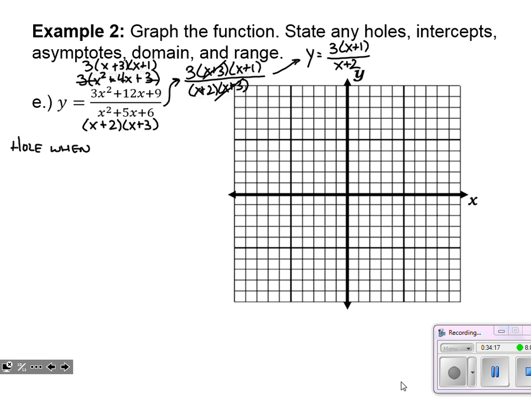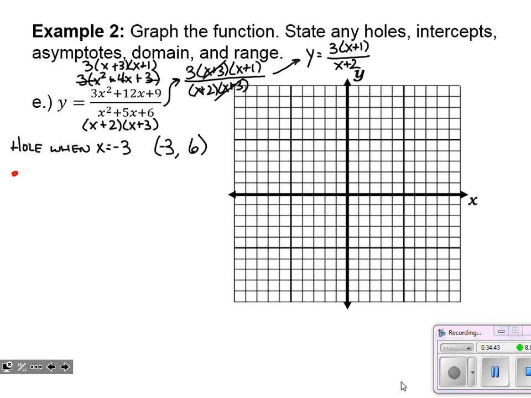And that occurred when, let's see, x equals, what's the solution that comes out of that canceled factor? When x equaled -3. -3 comma something, let's plug that back into our simplified function up there. 3 times, it would be -2, that's -6 over -1. So +6. -3, +6 is going to be a hole in that graph.